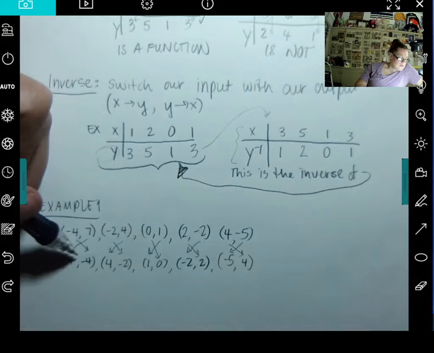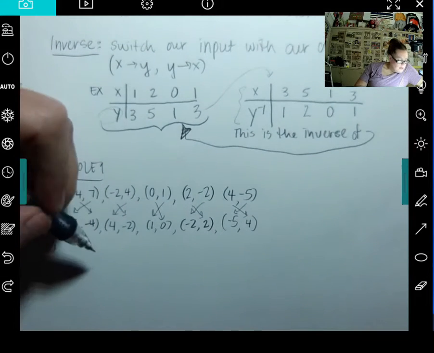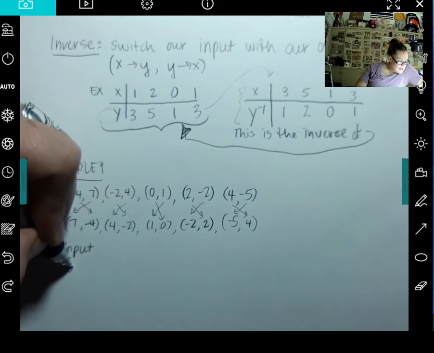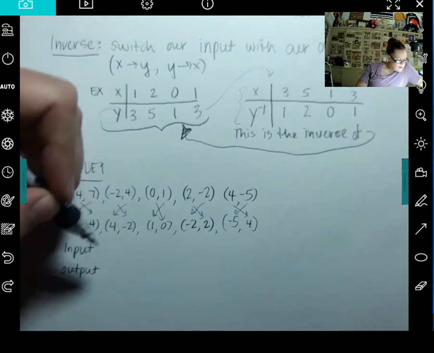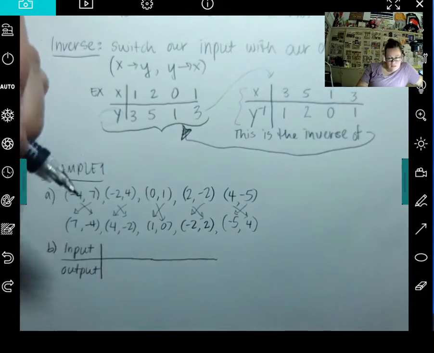So that's just the answer. This is just the inverse. For B, we had a table. So they call it the input, and then instead of y, it's called the output. So they set up this table.